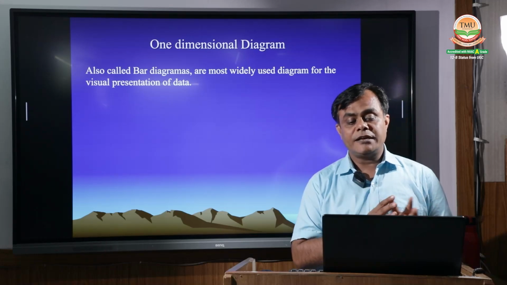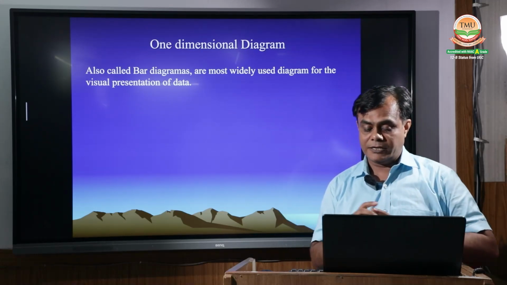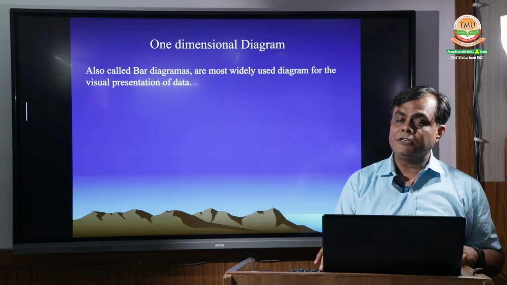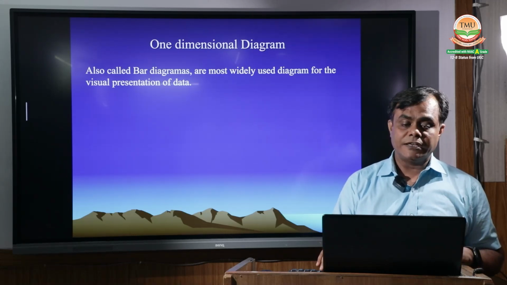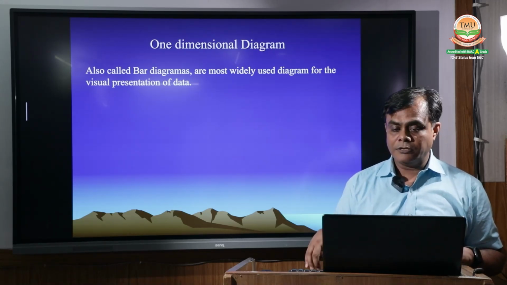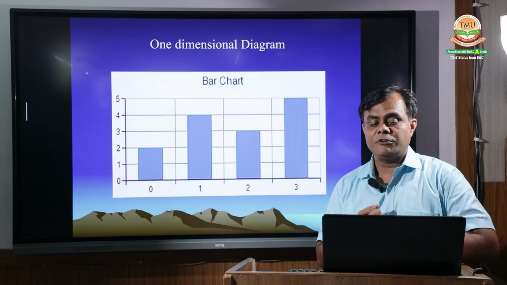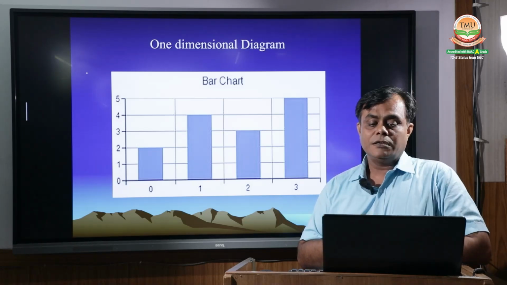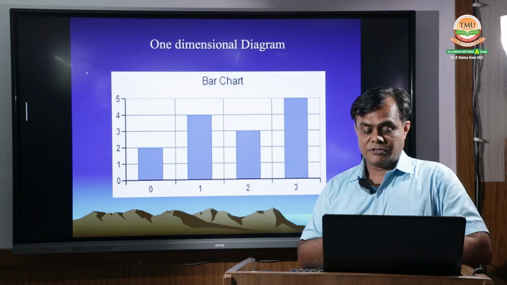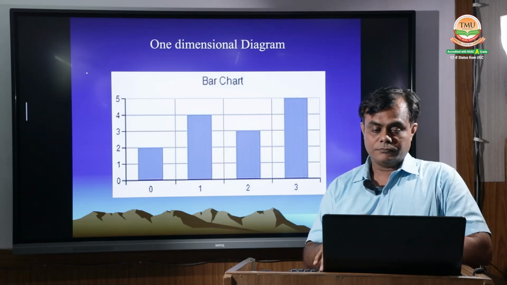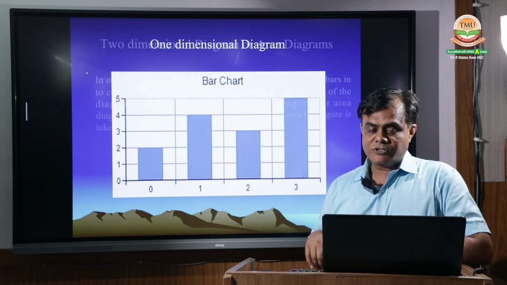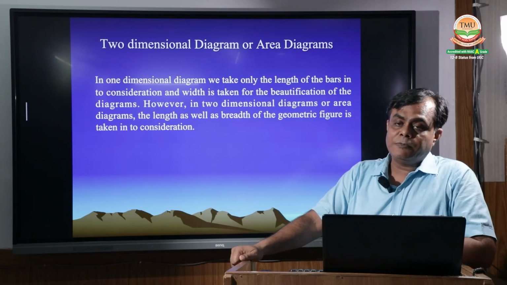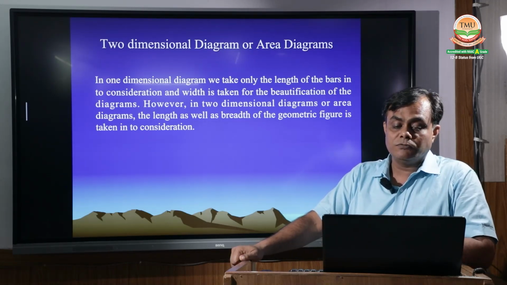So the first diagram is the one-dimension diagram. If the data has only one dimension, that is called one-dimension diagram data. Here in this chart, you can see that this is a bar chart of one-dimension data, and simply there is one dimension in the data. Second type is the two-dimension data, meaning that in the data the dimension, the area, is more than one.